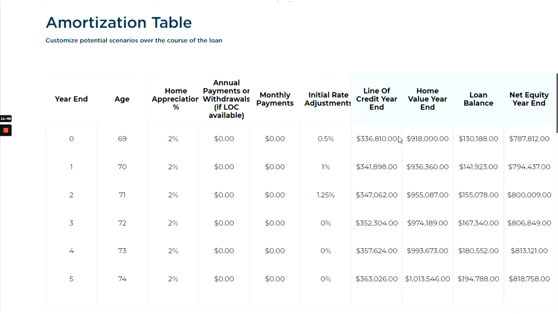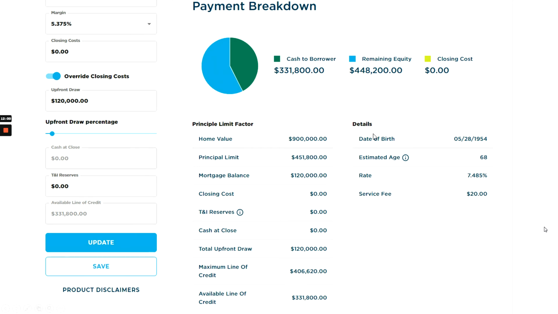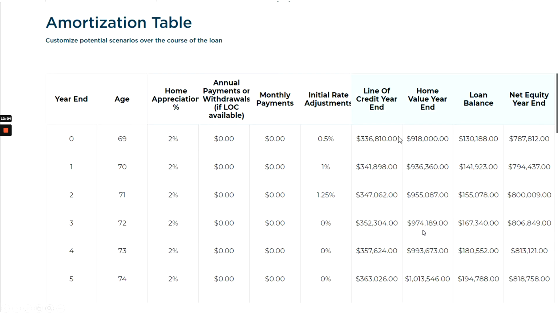So on the non-HECM, there is no annual cap on how high it can go. But it can go up to 5%. That's a lifetime cap from the original amount. So it can go from 7.485 to 12.485. So it can go higher.